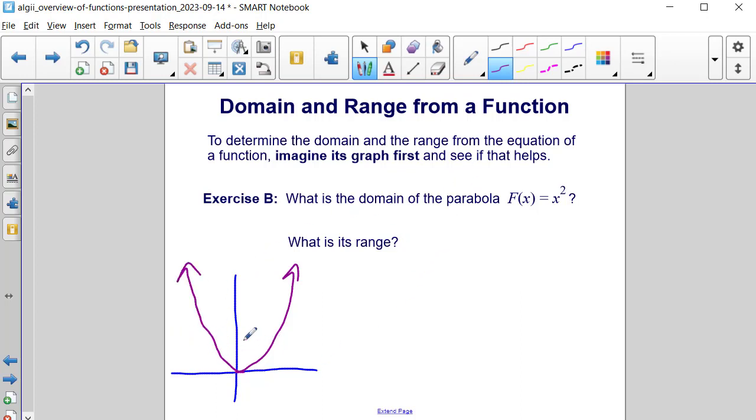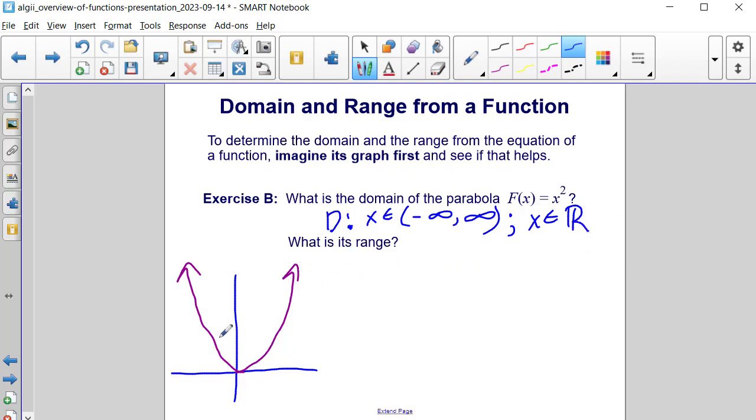So the domain, if we analyze it from left to right, there are no restrictions on the domain. So the domain can be written as x is contained in the set of real numbers between negative infinity to positive infinity. Or you could also write it as x is contained in the all real number set with no restrictions.